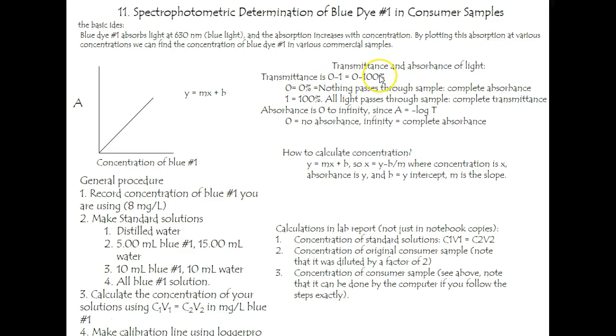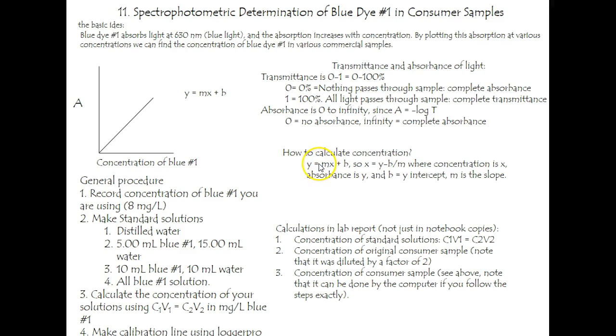A little bit about transmittance and absorbance of light. Transmittance of 0% would be nothing's getting through the cuvette at all. We have 100% transmittance, absorbance of 0, meaning everything's getting through the cuvette. Nothing's absorbing at 630 nanometers. And we have a log relationship, and so absorbance can go up to infinity. 0 means no absorbance, complete transmittance. Infinity means complete absorbance, no transmittance.